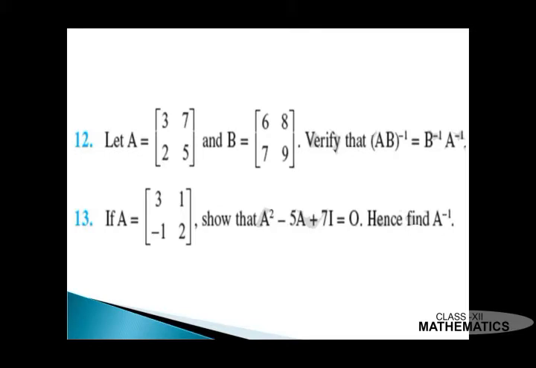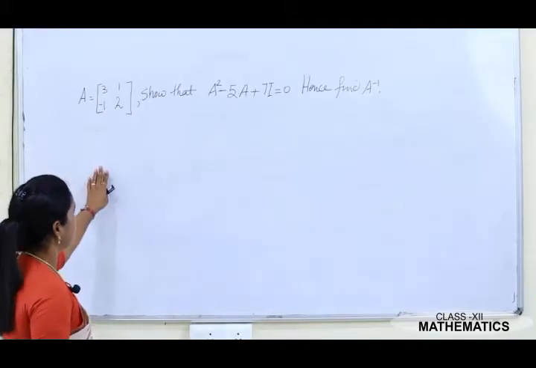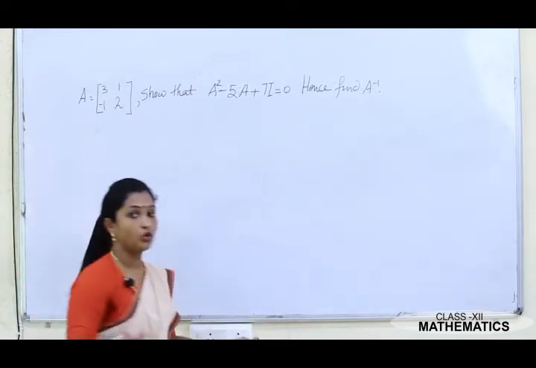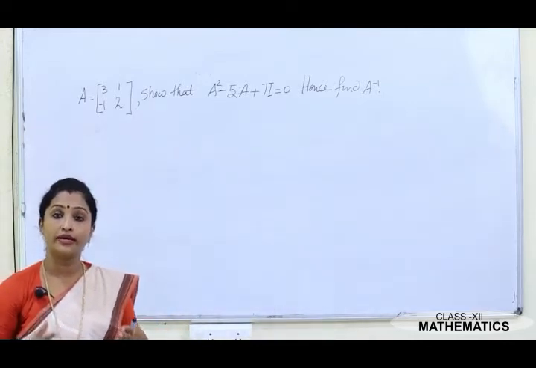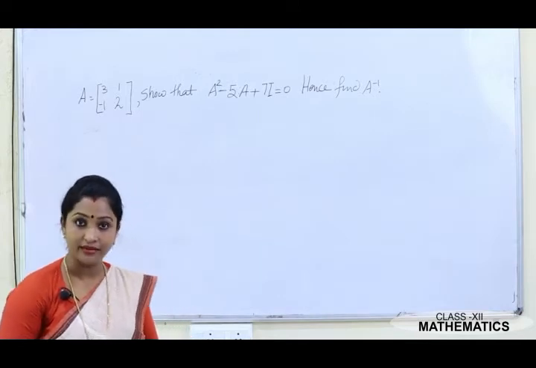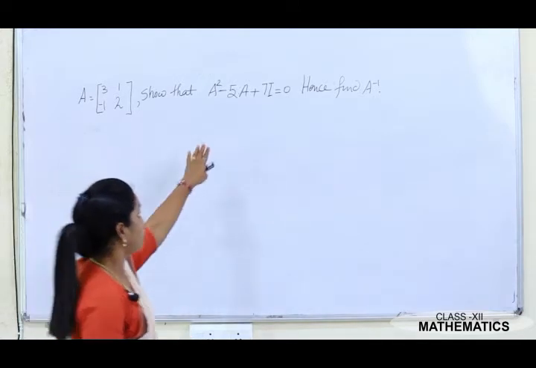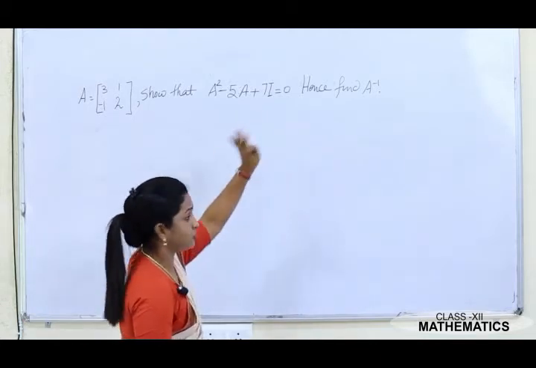If A is equal to 3 1 minus 1 2, show that A square minus 5A plus 7I is equal to 0. Hence find A inverse. Look here, children, this is the question. Now till here you all know how to solve it because we have already done it in matrices. You remember that? I have given you some questions, I have already explained how to solve and how to get the answer to be 0.